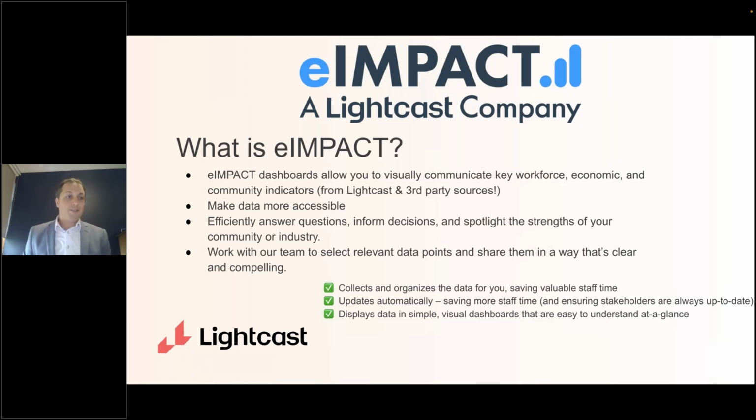Firstly, Lightcast just recently acquired eImpact, a leader in the field of no-code dashboard solutions. This is a great option for presenting a standard dashboard in a plug-and-play manner. eImpact dashboards can be embedded into your own environment and cover our most impactful data elements. Ben, if you could just go to the next slide. Thanks.